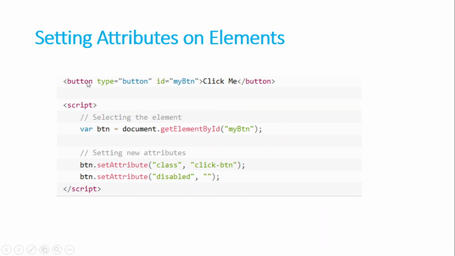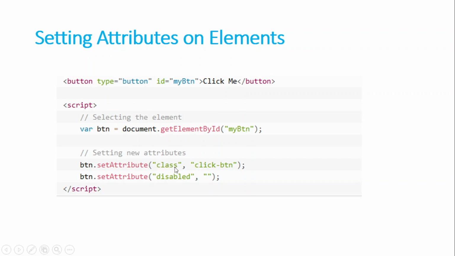We have this button tag. Inside that, we have this type button attribute, and we have specified the ID, myButton. And now we are grabbing this button with the help of this getElementById method, selecting this button and storing that inside this btn variable. Now for setting an attribute, we are using this btn.setAttribute method. Inside that, we have to specify two values here.